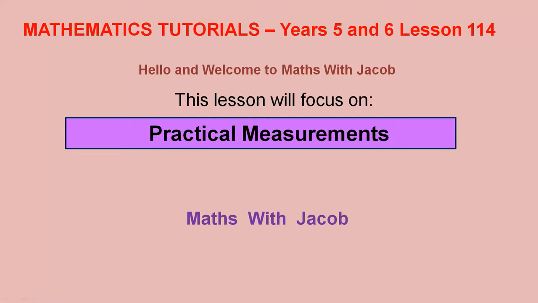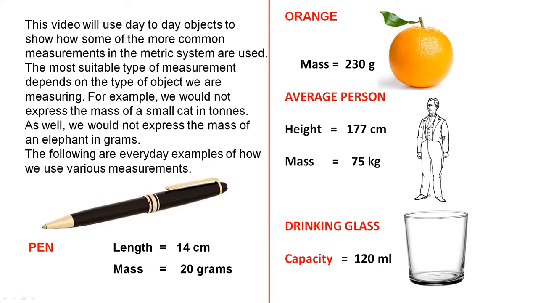This lesson will focus on practical measurements. This video will use day-to-day objects to show how some of the more common measurements in the metric system are used. The most suitable type of measurement depends on the type of object we are measuring. For example, we would not express the mass of a small cat in tons. As well, we would not express the mass of an elephant in grams. The following are everyday examples of how we use various measurements.